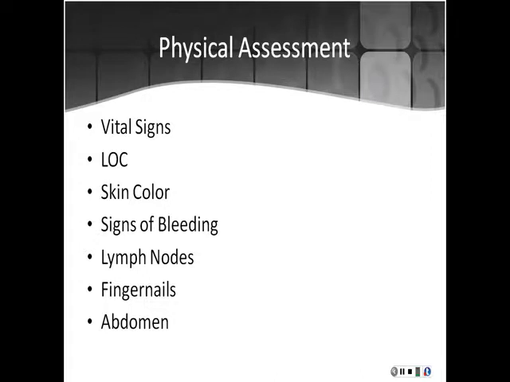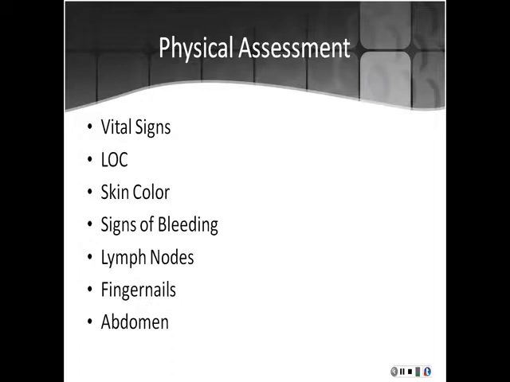How is their skin color? Is it pink, normal, cyanotic? Is it gray tinged? What does it look like? Do they have any signs of bleeding, so any bruising, or is their skin pale, so do they look like they're anemic? Again, with their lymph nodes, is there any swelling?